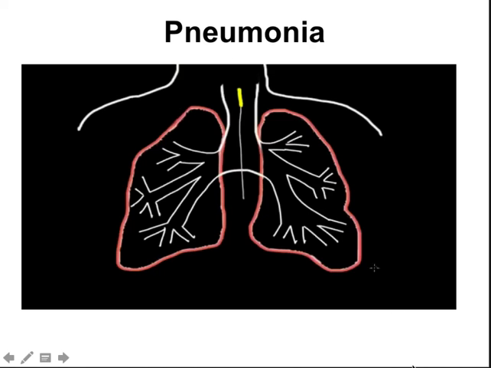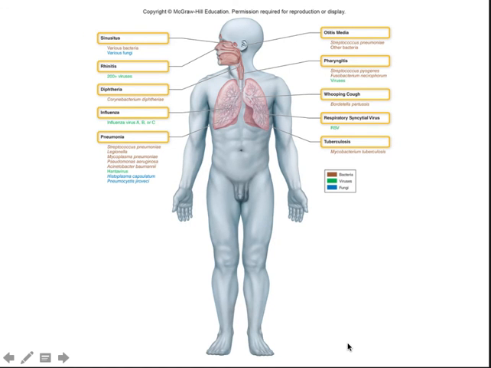Here's a look at pneumonia. And here's the rundown of respiratory again: brown for bacteria, green for viral, and blue for fungal infections.